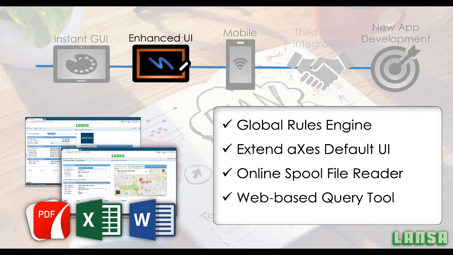Or if you're tired of writing reports in RPG and creating these spool files, you can take advantage of Axis' browser-based query tool and create brand new reports that can run against your DB2, or against any other ODBC or JDBC compliant data source, and then you can output that data to a variety of different file formats.